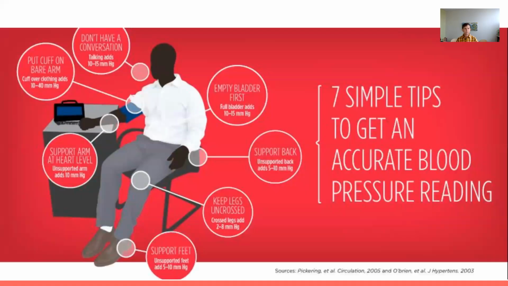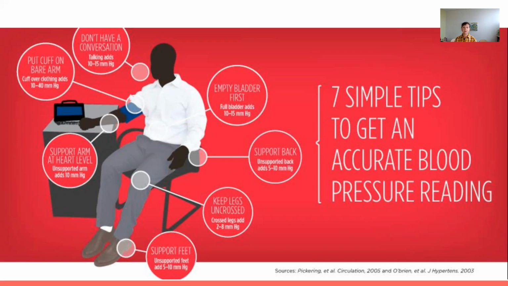So this is a bit of a blurry little thing, but I think it was really interesting in terms of looking at what happens if you have your cuff over clothing instead of a bare arm, that could change it by 10 to 40 millimeters of mercury. If you're talking, that can raise your blood pressure 10 to 15 millimeters of mercury. If you don't have that arm supported well, that could add 10.